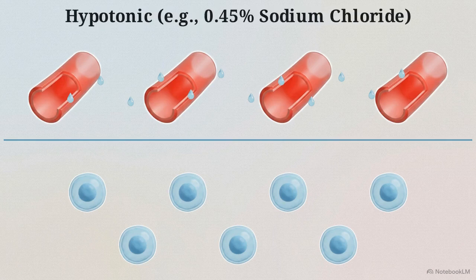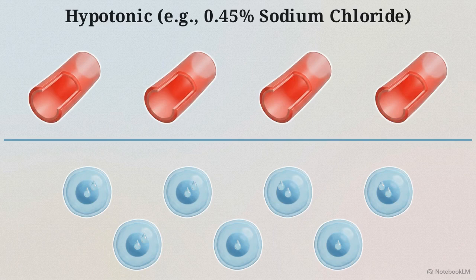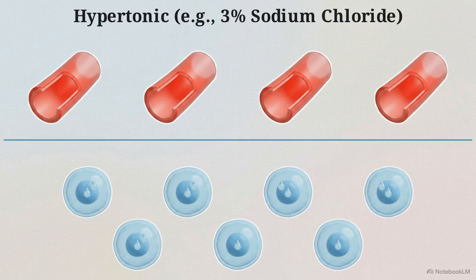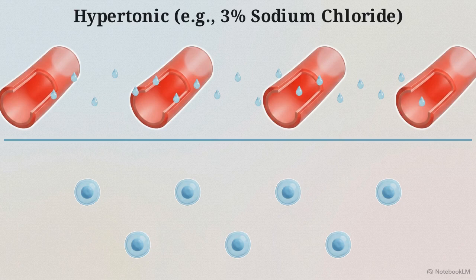Hypotonic fluids, such as 0.45% sodium chloride, behave differently. They shift fluid out of the bloodstream and drive it directly into the cells, causing them to expand. Hypertonic solutions, like 3% sodium chloride, act as a chemical sponge. They pull fluid out of the cells and draw it back into the vascular compartment, shrinking the cells in the process.